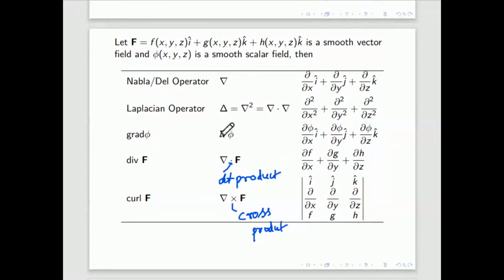Gradient phi we have already seen. So now three extra came: one is the Laplacian operator, one is divergence, and one is curl. The definition of the Laplacian is the dot product of the del operator with itself, that means del square, or it can be written as delta. If you apply the del operator over phi, you will get the gradient. For divergence, you can remember: d for dot and d for divergence. If it is divergence, it is the dot product. If it is curl, it is the cross product. C for curl and C for cross. So you can easily remember.